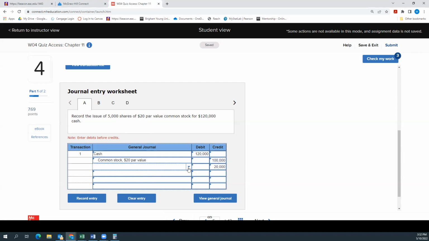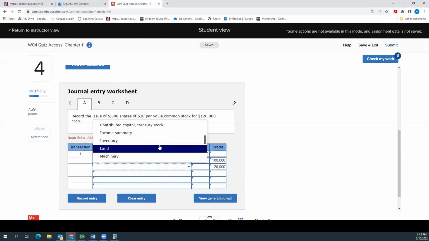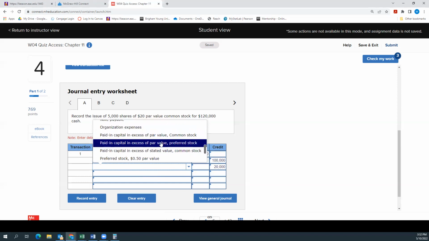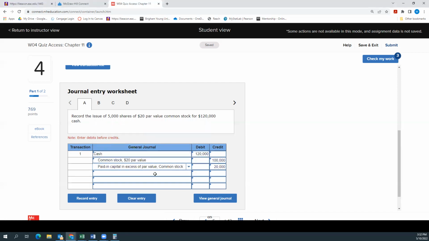And what we call that is paid in capital, or sometimes they just call it capital. Paid in capital in excess of the par value on the common stock. So in essence, what we're saying is this common stock, 5,000 shares at a $20 par value, has a value of $100,000. So any money that we receive over and above that, in this case this extra $20,000, is paid in capital in excess of the par value.